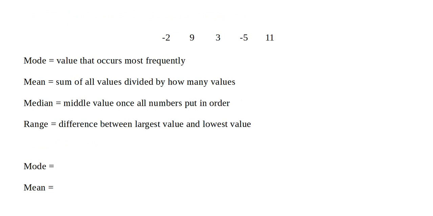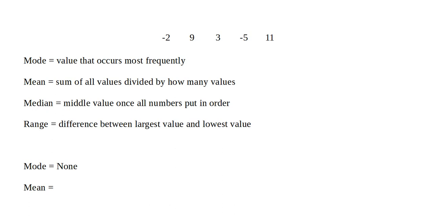So this time I have some negative values in my list. So for my mode, I look there and I don't see any numbers that occur more than once. So I'm going to say my mode is there is no mode, and that can be a perfectly acceptable answer.